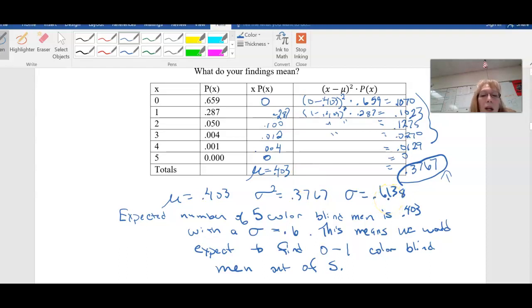So this means out of 5 colorblind men, the expected number is 0.4, so almost a half, with a standard deviation of 0.6. Okay, this means we would expect to find, so what you're doing here is 0.4 plus 0.6, which equals 1. So this is 1 standard deviation above the mean.